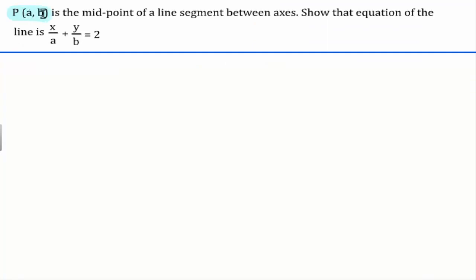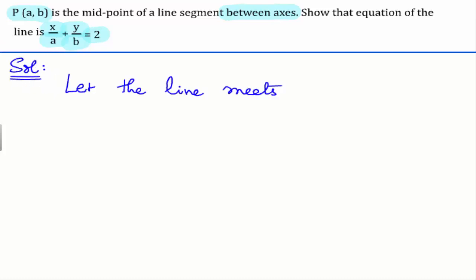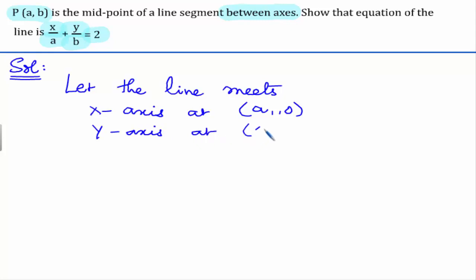P(A, B) is a midpoint of a line segment between the coordinate axes. Then show that equation of the line is x by A plus y by B is 2. Let us solve this problem now. Now let us assume that the line meets x-axis at A1, 0 and y-axis at 0, B1. That means here A1 is the x-intercept and B1 is the y-intercept.